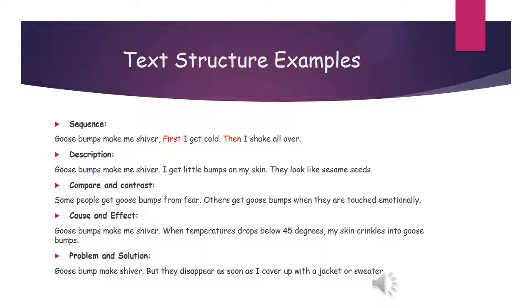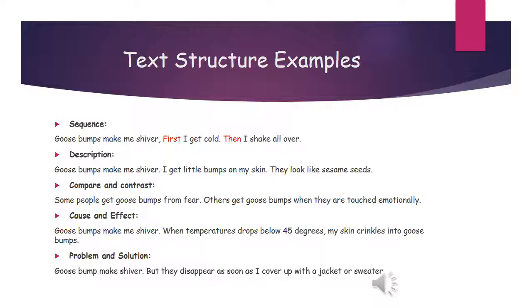Now we will review some text structure examples. For example, sequence. Goosebumps make me shiver. First, I get cold. Then, I shake all over. Those signal words, first and then, let us know that things are happening in sequence, because you couldn't shake all over before you got cold. So that'll give us a layout of sequence.